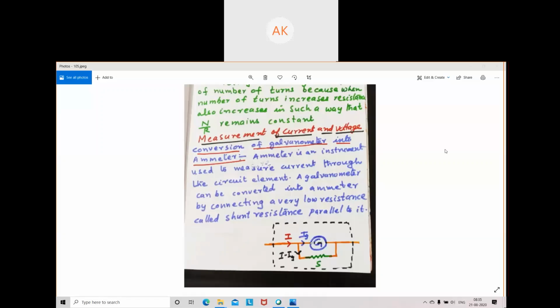Understood? So what is the resistance of the combination? 1 by Rp equal to 1 by G plus 1 by S. Next one.